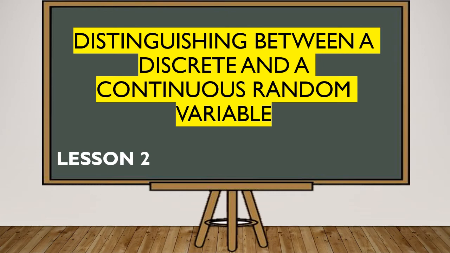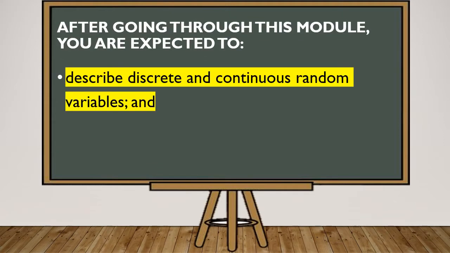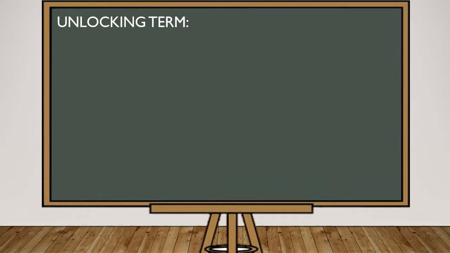Next is all about distinguishing between a discrete and a continuous random variable. So this is our lesson 2, the continuation of our previous lesson. We are still on the two types of random variable. For our lesson objectives, you're expected to describe discrete and continuous random variables and distinguish random variables as discrete or continuous. So we have here the unlocking of terms.